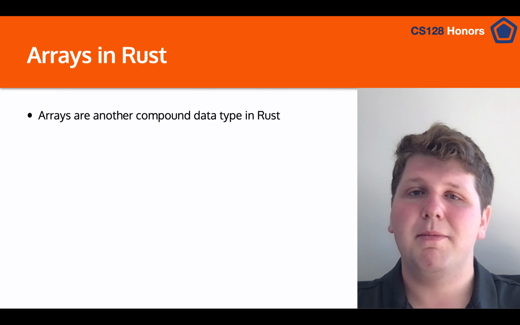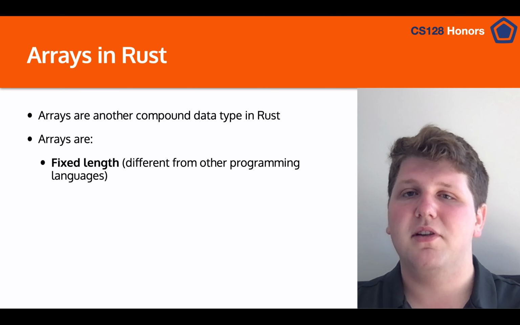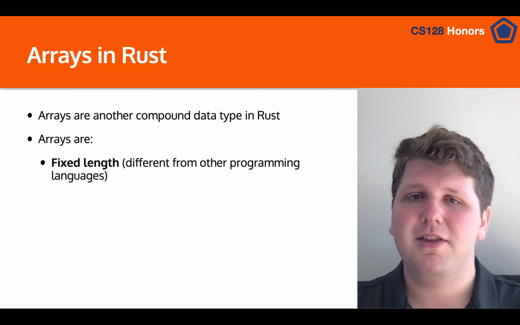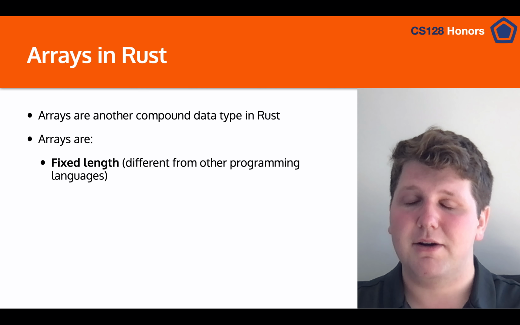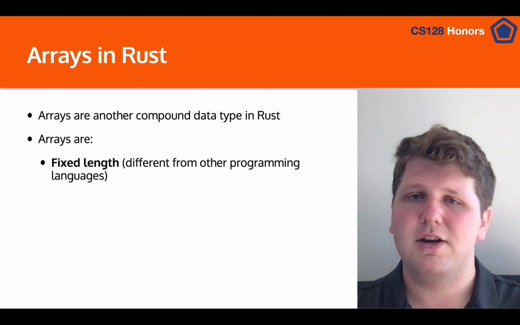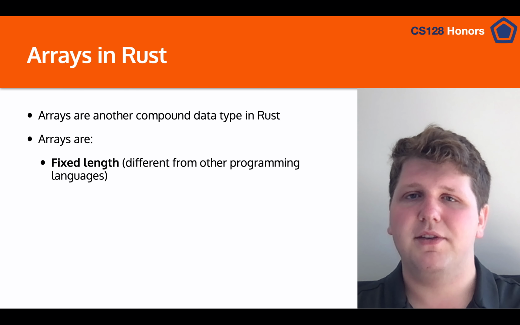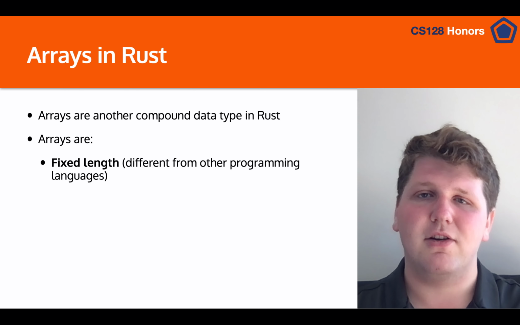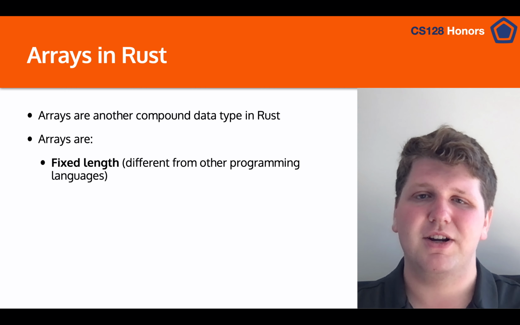So let's talk about arrays now. Arrays are another compound data type in Rust, and arrays are fixed length, which is different from other programming languages like Python, but similar to languages like C++. In a language like Python, you'd be able to just append to that array no problem. In Rust, C++, and many other lower level languages, you can't do that. You have to be very aware of how much memory you have.